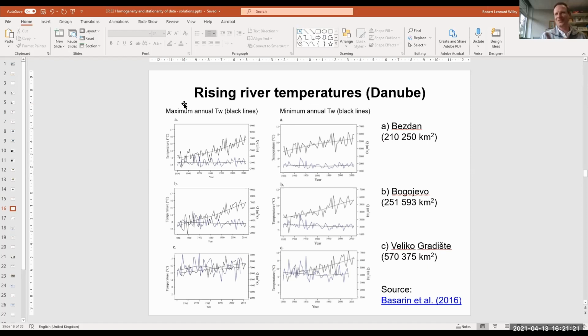And I just show you this to bring home the message that water temperature is something that we care about all over the world.